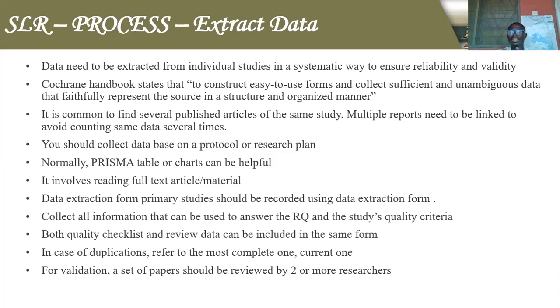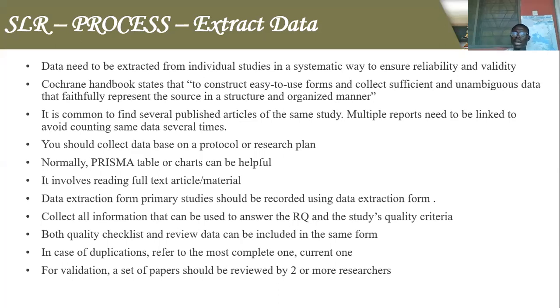Then this stage involves reading the full-text article, material, or literature. Here, you are not just going to scan through, but you are going to read the article so that you'll be able to find out the methodology and the findings of the study. Then you will do the data extraction from the primary study. Mind you, all this systematic literature review that we are talking about is mainly on primary research or primary studies. We are not talking about secondary studies.